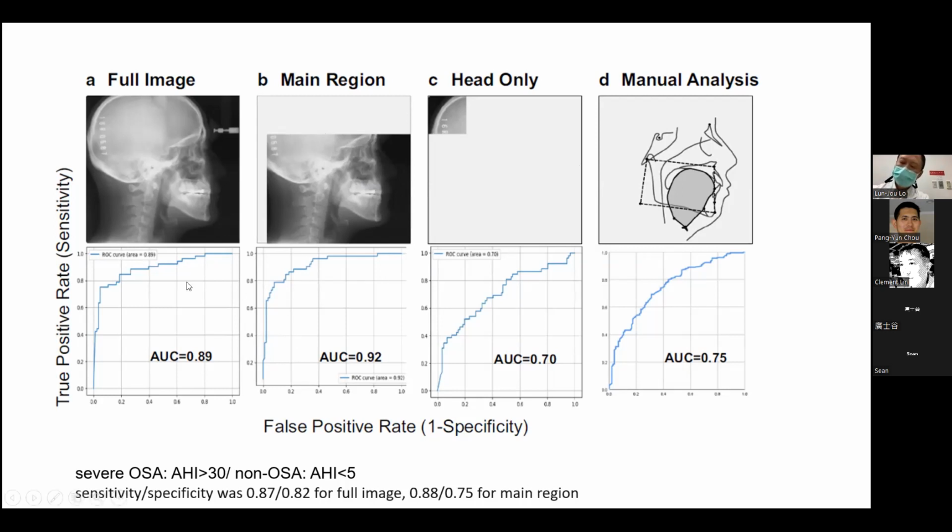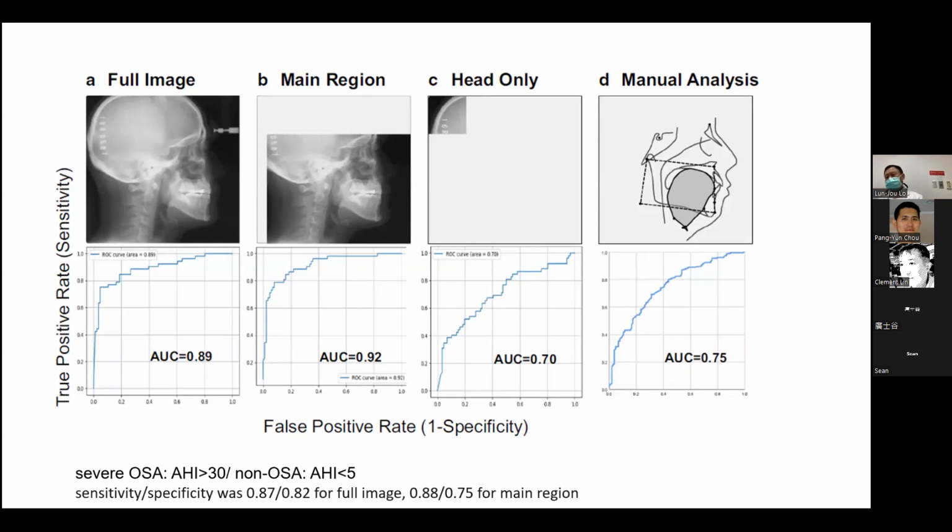And we can see in the middle part, the AUC diagram. The AUC diagram shows the goodness of the model. We can focus on the area under this line, and a bigger area under the line shows a better result. For the manual analysis, the AUC is only 0.75. That means when we use the manual measurements, the computer can only give a moderate result regarding the prediction of the OSA.